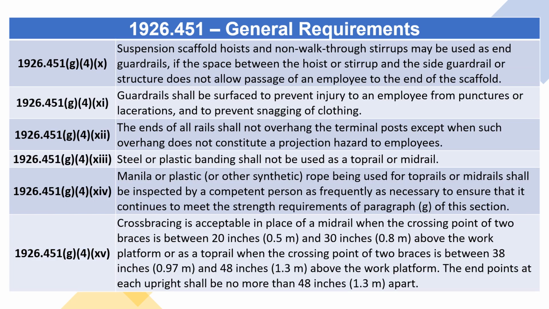1926.451(g)(4)(x) Suspension scaffold hoists and non-walk-through stirrups may be used as end guardrails if the space between the hoist or stirrup and the side guardrail or structure does not allow passage of an employee to the end of the scaffold.